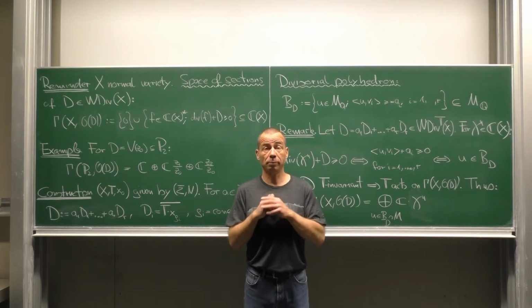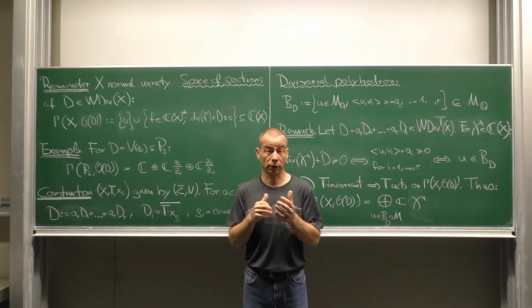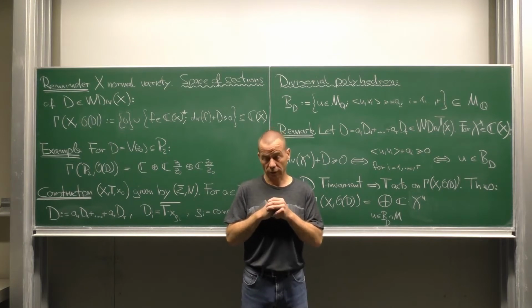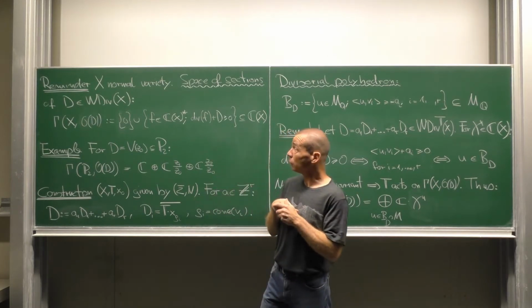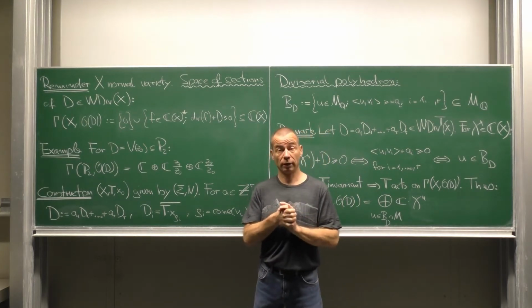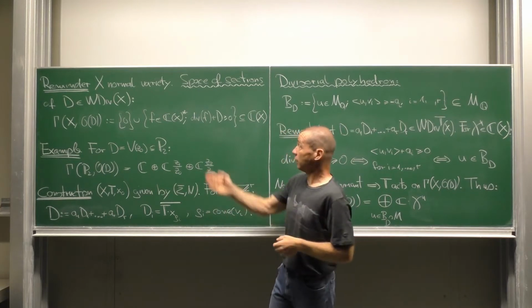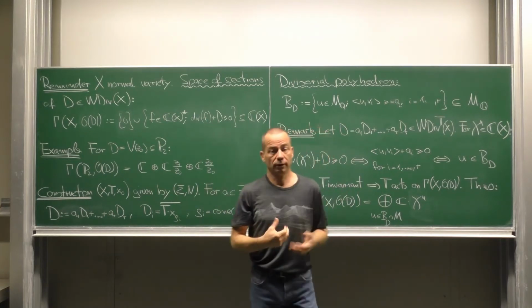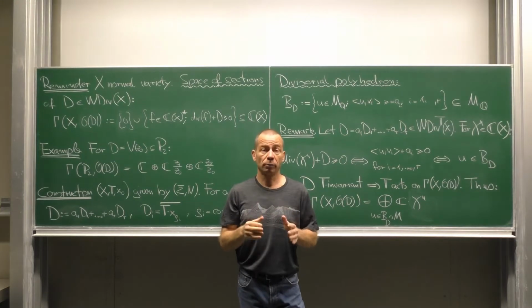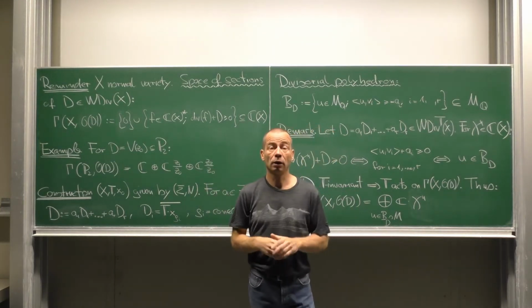Everybody. In this clip we look at sections of divisors on toric varieties and we revisit the homogeneous coordinates. First, recall what a section of a divisor D on a normal variety X is. This is a rational function such that the divisor of this function plus D is non-negative. The latter means that all coefficients of this divisor are non-negative.